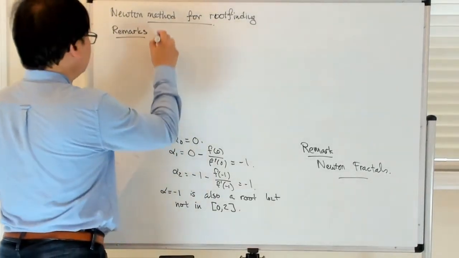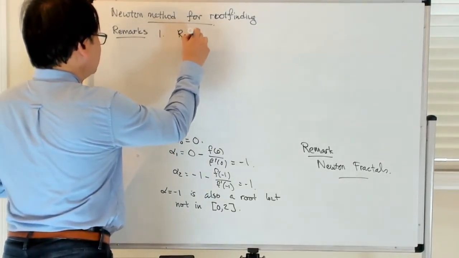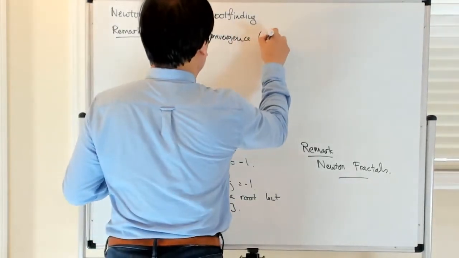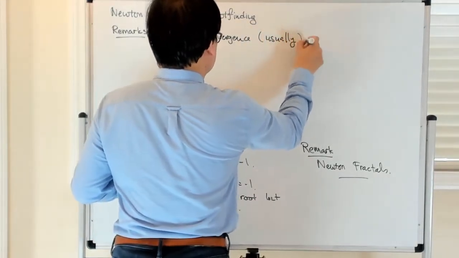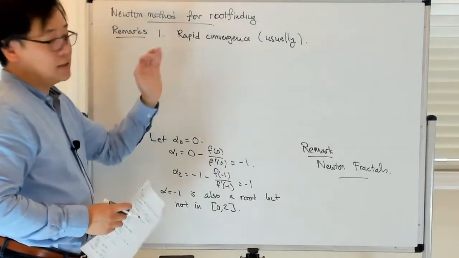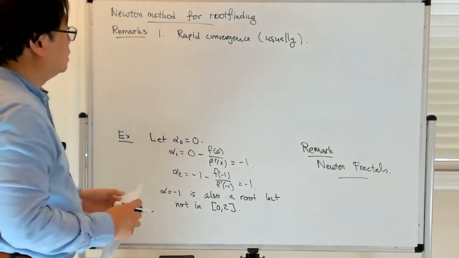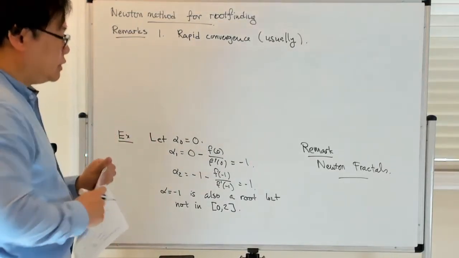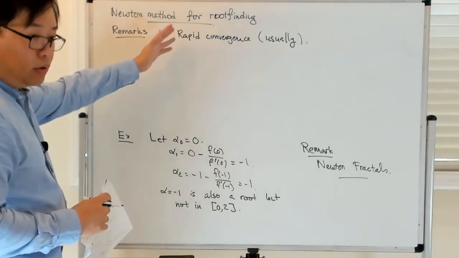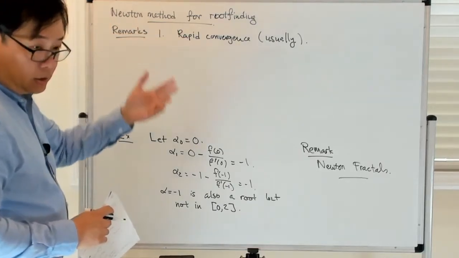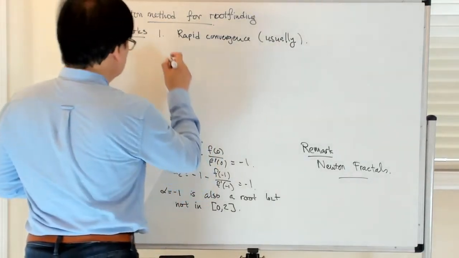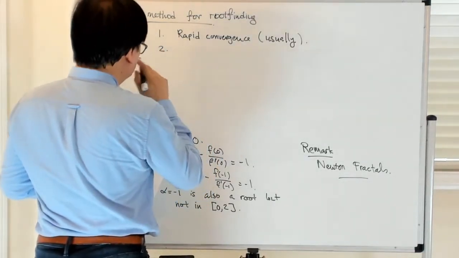So the first of which is that you oftentimes get rapid convergence. So usually. And then what we'll see in a little bit is under what circumstances you're guaranteed to converge to a root. So more or less what has to happen is that your guess has to be close enough to the root in order for Newton's method to be guaranteed, it's like, to converge to that root. Okay. All right.